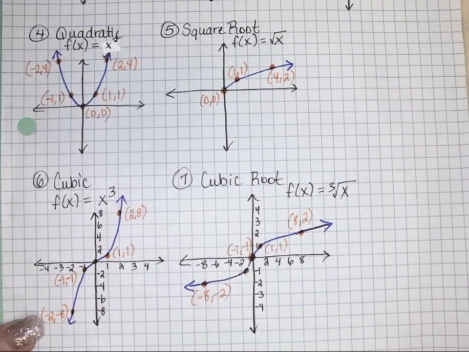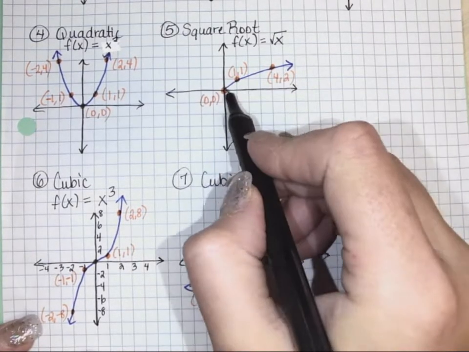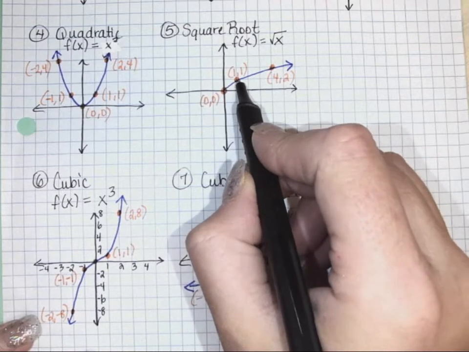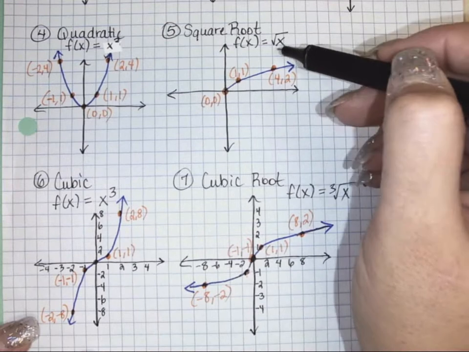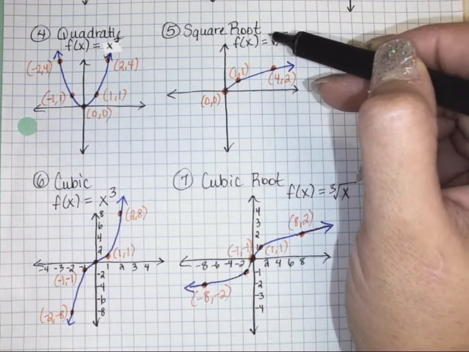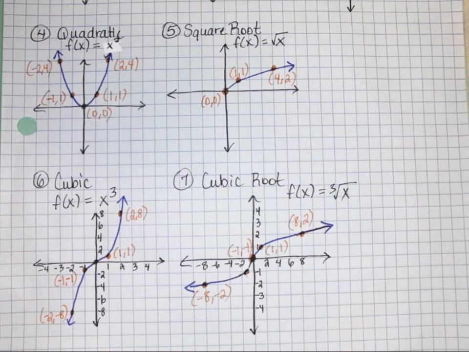Your square root, once again, I got these original few points by taking x and plugging in. The square root of 0 is 0. The square root of 1 is 1. The square root of 4 is 2. Notice in this square root, they only give you the positive version. We don't include the negative. It doesn't say plus or minus, so you don't have to worry about the negative portion of it.